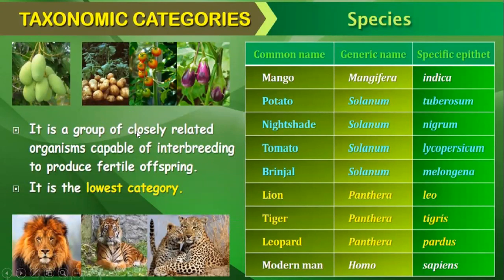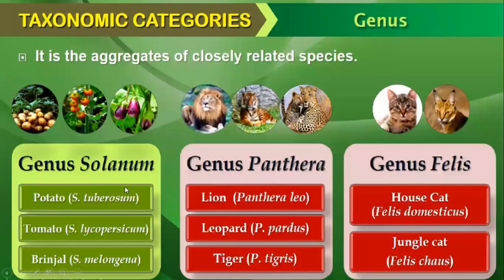Species is a group of closely related organisms capable of interbreeding to produce fertile offspring. It's the lowest category. For example, in the name Mangifera indica, indica is the specific epithet or species name. Solanum tuberosum: tuberosum is the specific epithet. Solanum nigrum: nigrum is the specific epithet. Panthera leo, Panthera tigris, Panthera pardus, Homo sapiens. In all these, the specific epithet is the second word starting with a small letter.